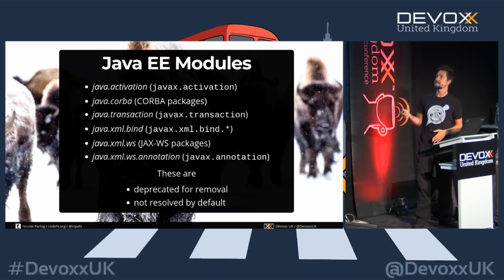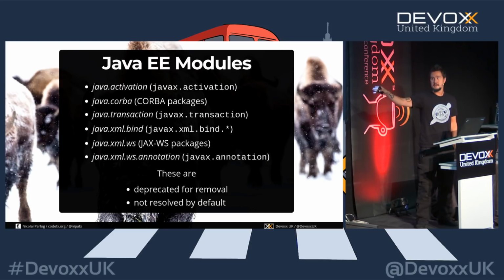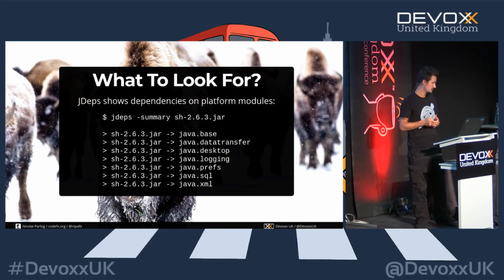That means that these 6 modules contain Java EE APIs, and they are deprecated for removal in Java 9, and they're not resolved by default. That means usually your code in the unnamed module can read all other JDK code that's there, but not these 6 modules. If you want to use these 6 modules, you have to add them manually. We'll see in a minute how that goes.